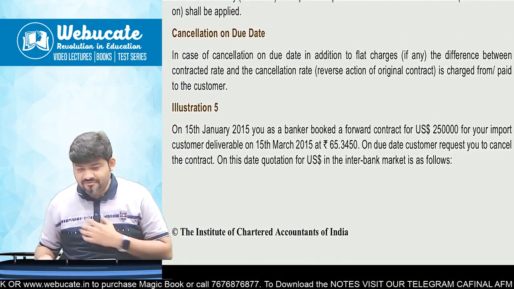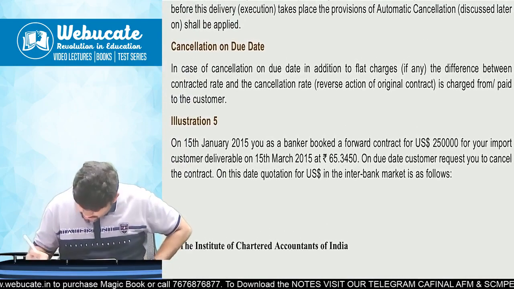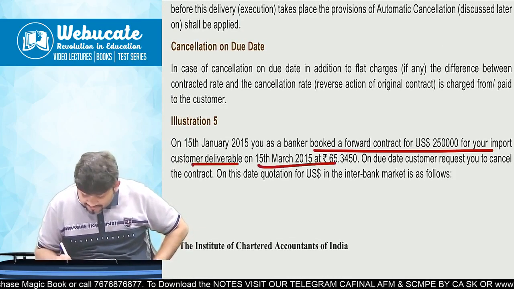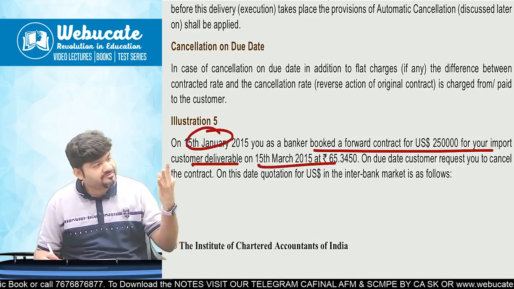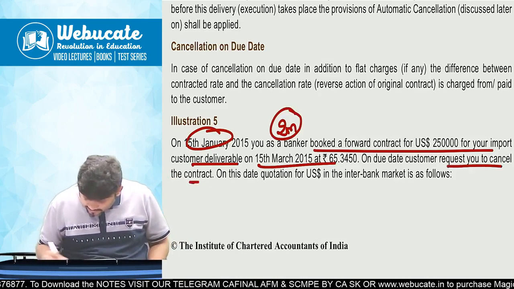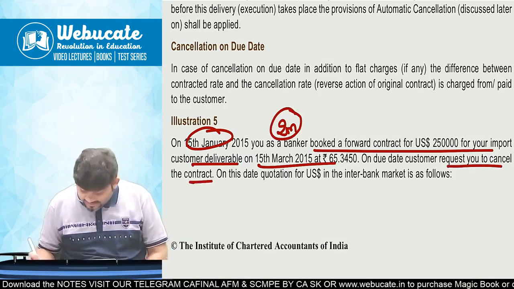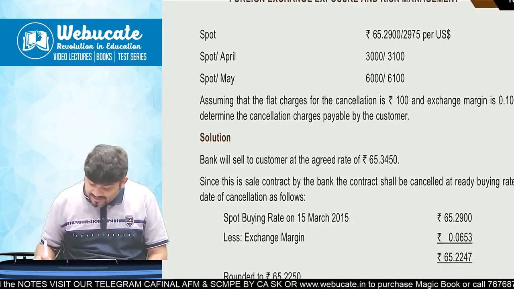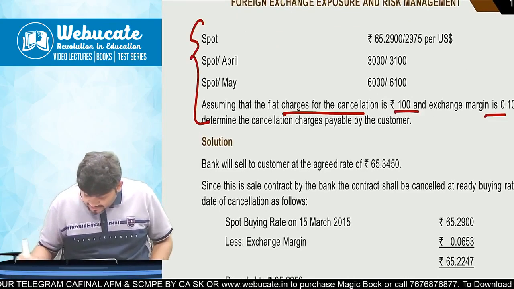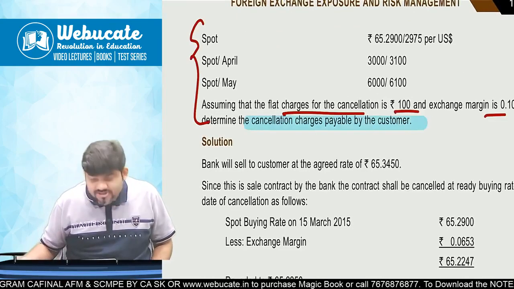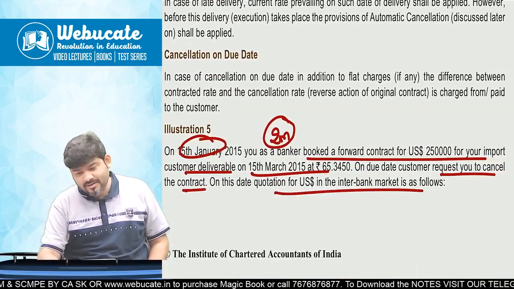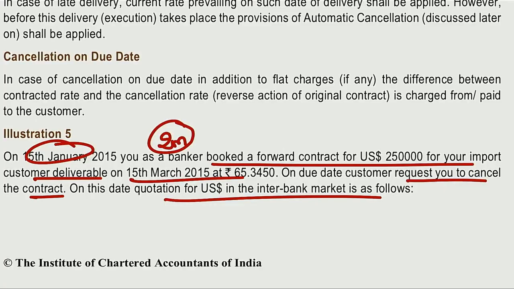On 15th of January, you as a banker booked a forward contract for $250,000 for your import customer, deliverable on 15th March, 2 months. On the due date, the customer requests you to cancel the contract. On this date, the quotation for US dollar in the interbank is as follows. Assuming that the flat charges for cancellation are 100 and exchange margin 0.1, determine the cancellation charges payable by the customer. Please read the question twice and then we will start together.